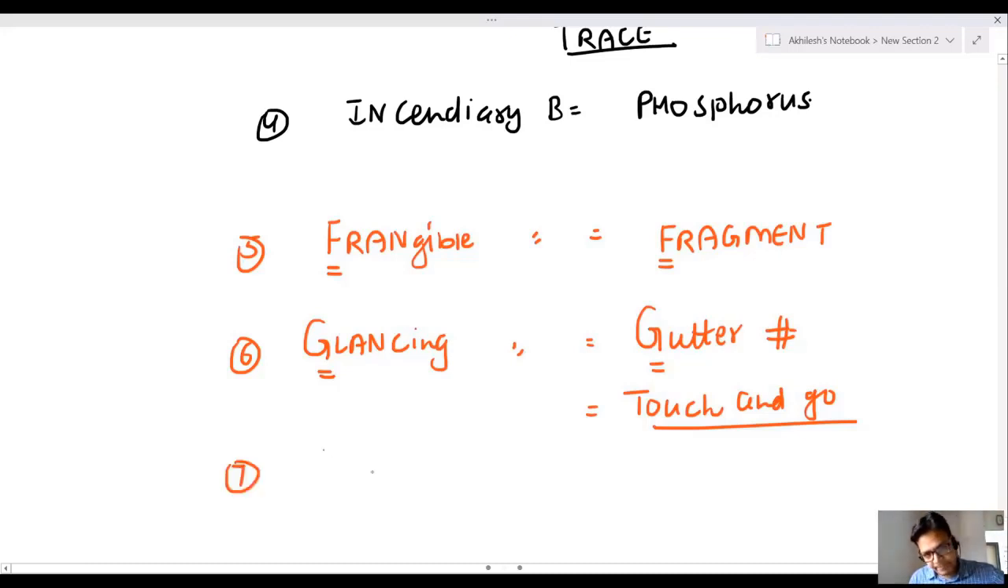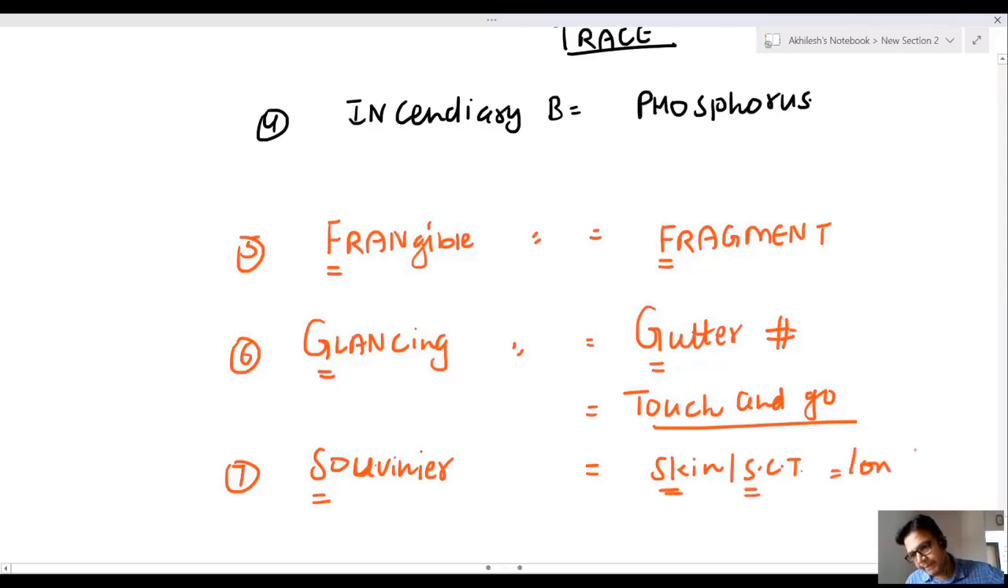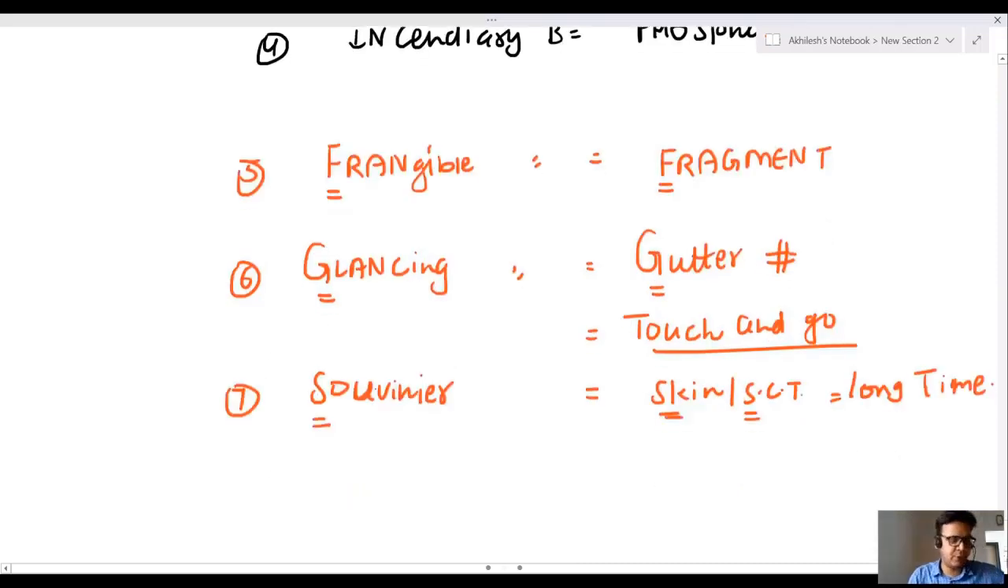Number 7, souvenir bullet. S for souvenir, which is present in skin and subcutaneous tissue for a long time. If a bullet is present in skin and subcutaneous tissue for a long time, this is known as a souvenir bullet.